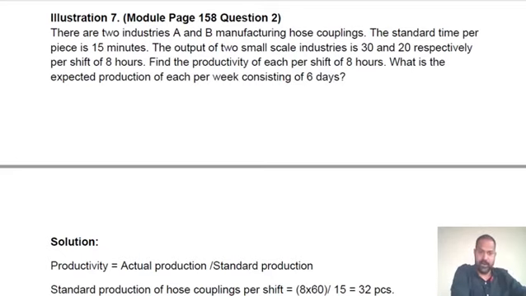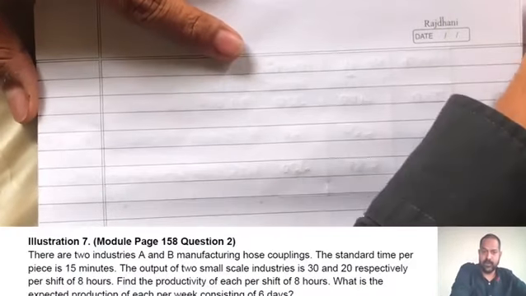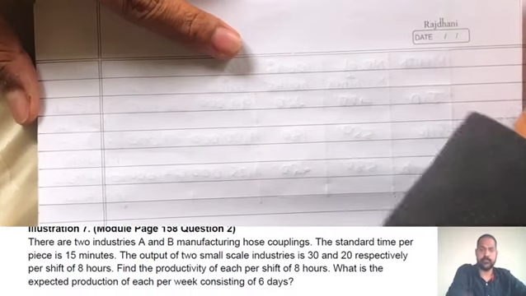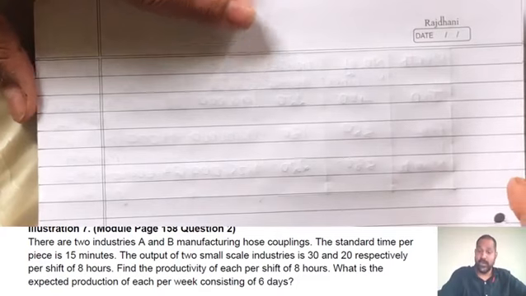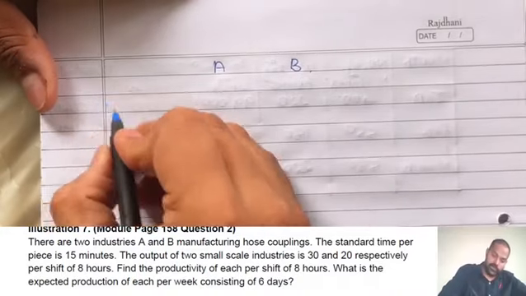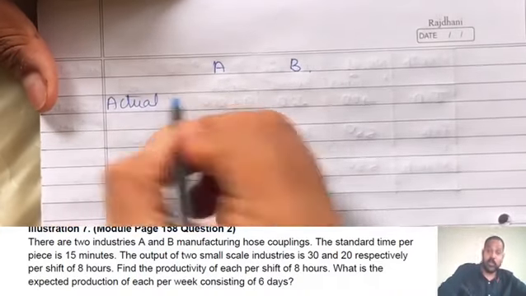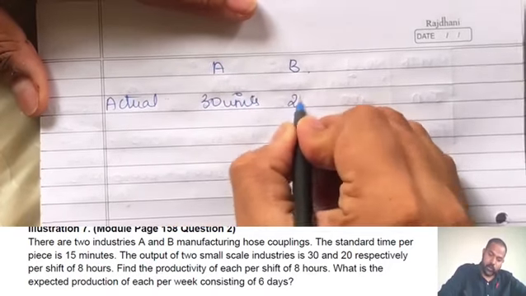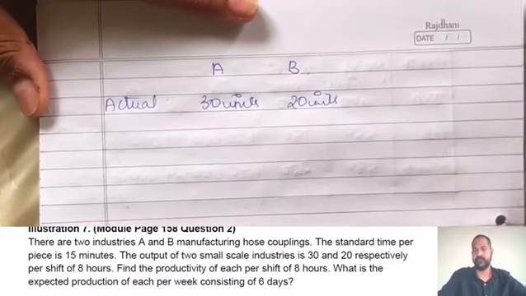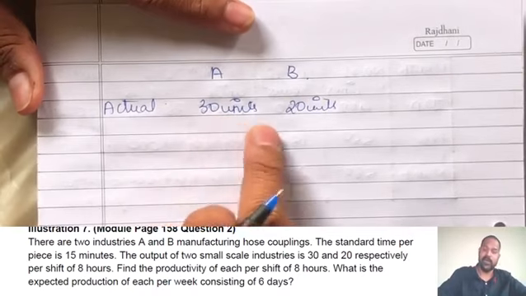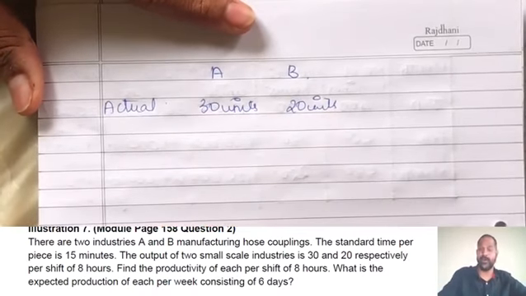So let's come to one at a time. Number one, let's write down the data. There are two industries, A and B. What is your actual output? Your actual output is 30 units and 20 units respectively in an 8-hour shift. So in 8 hours you have given me 30 units and in 8 hours you have given me 20 units.